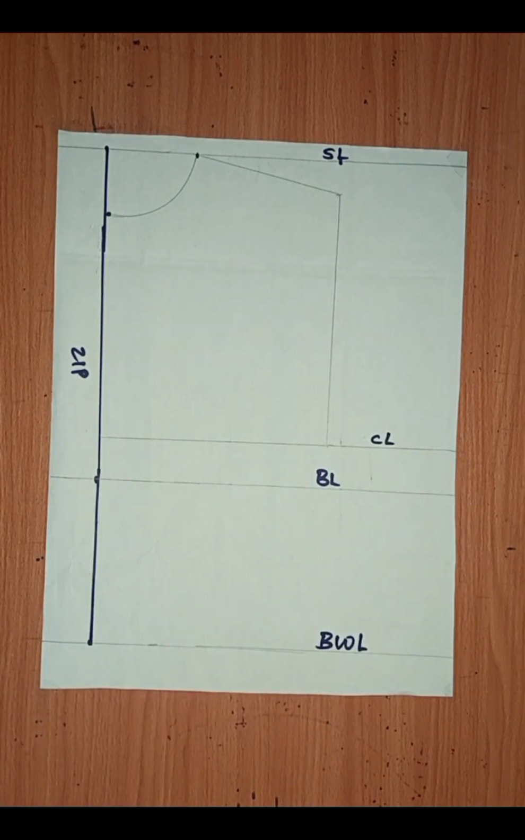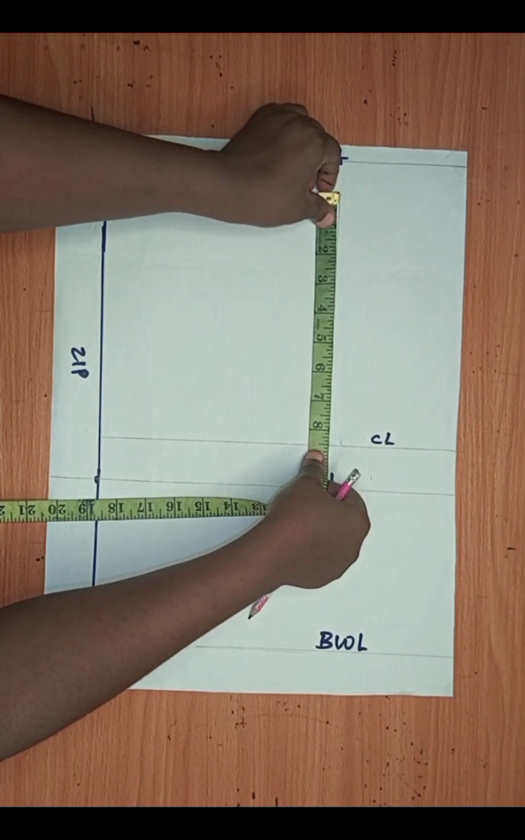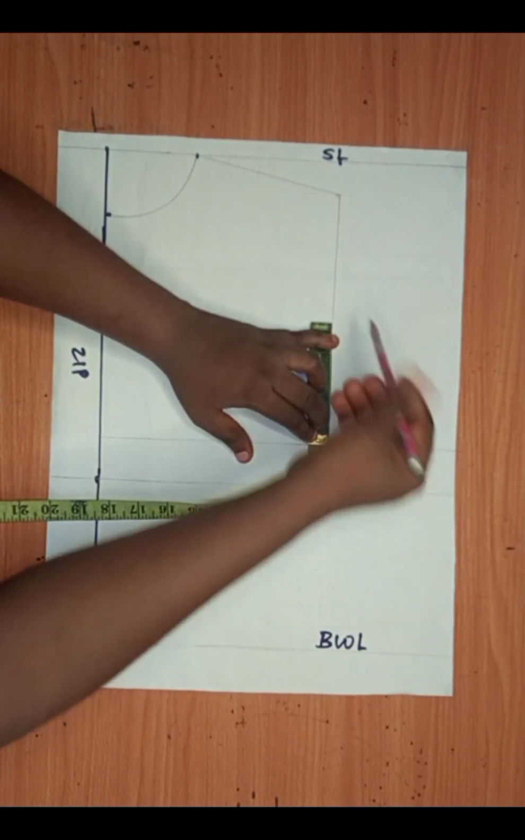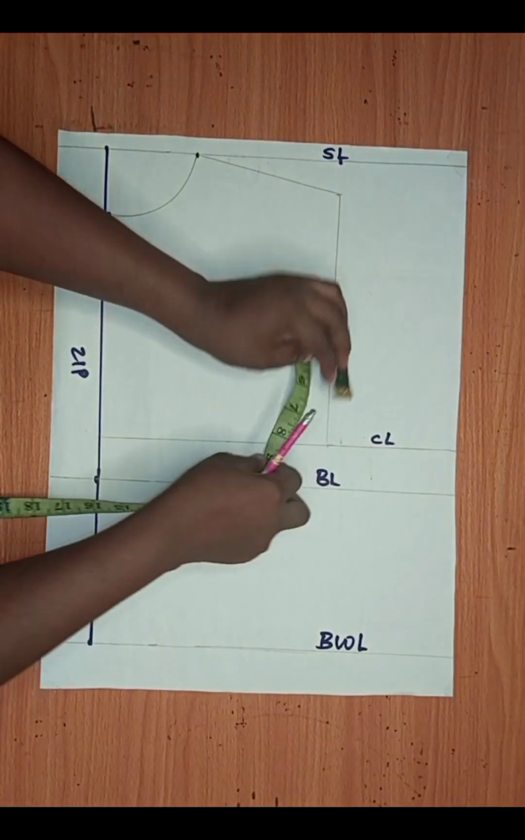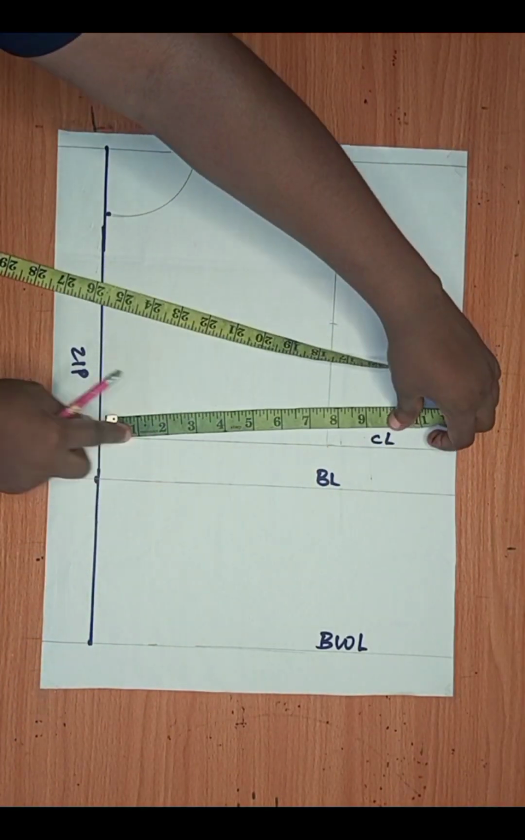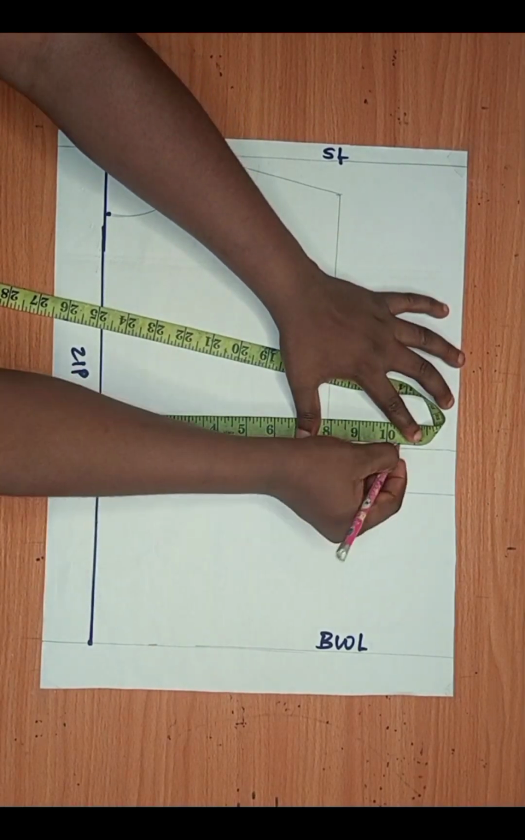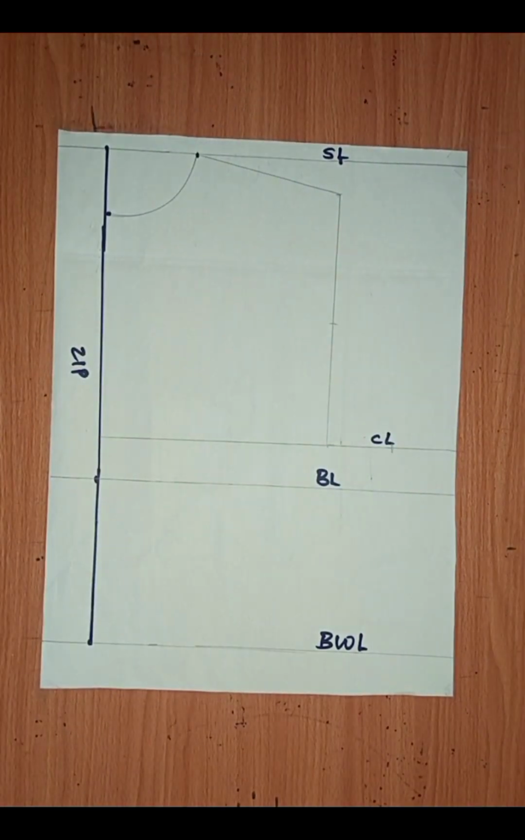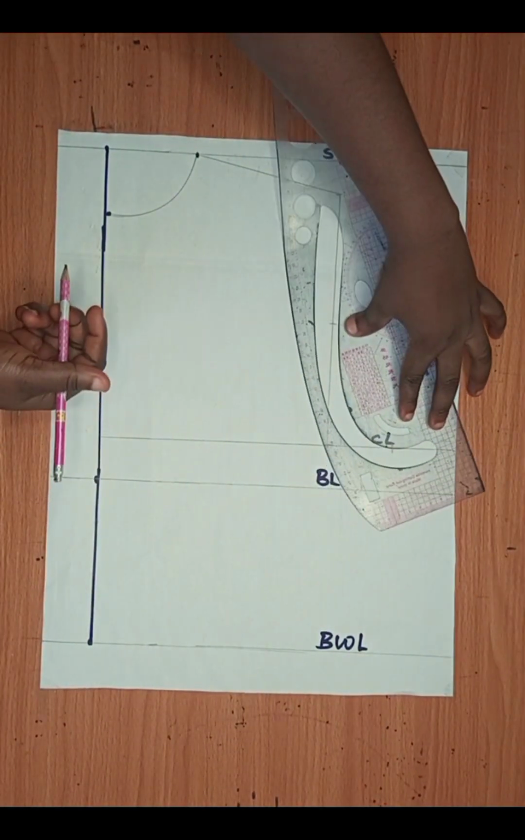The next thing I will do now is to divide what I have for my armhole circumference by 2. I'll get the midpoint, and then I will take my bust measurement divided by 4. I'll mark the point on my chest line, and then I will connect the back armhole like so.